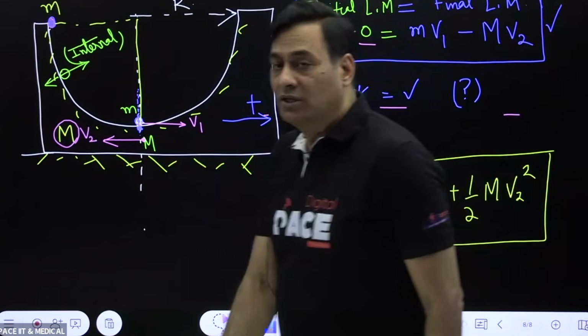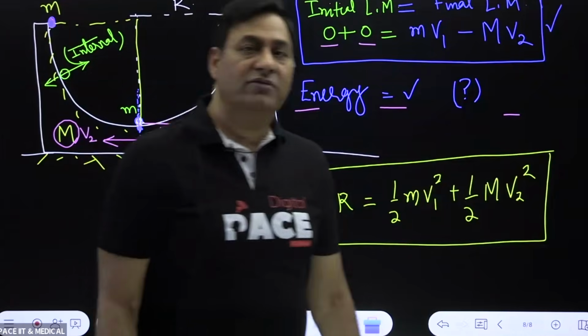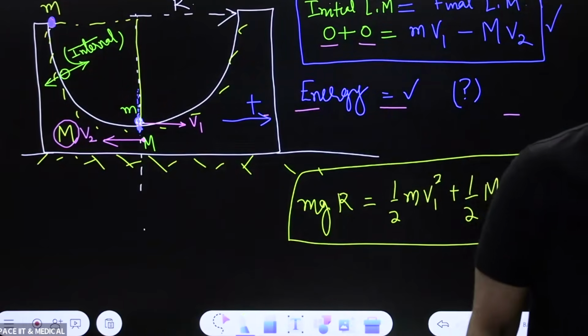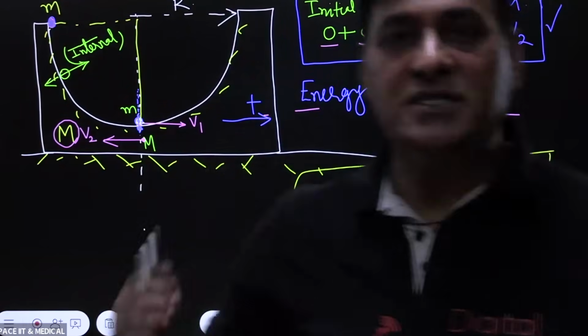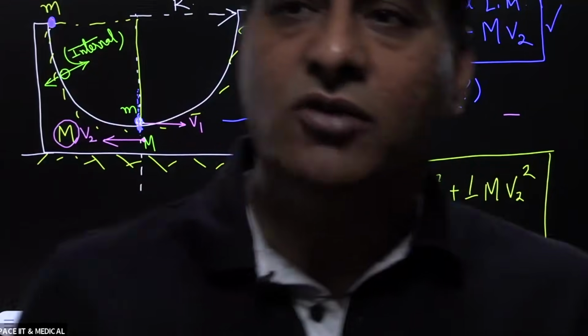Give me a thumbs up. Those who understood this energy conservation equation, give me a thumbs up. Now we have two unknowns, two equations, V1 and V2. Find out the value of V1 from the first equation, put it in the second, and you will get V1 and V2. You will be able to find the velocities.